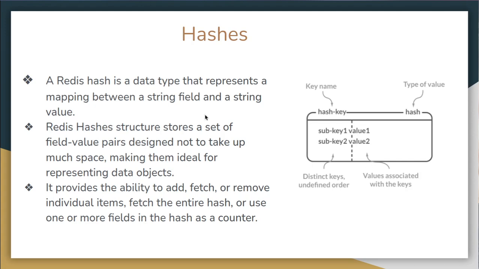If you see the right side, first we give a hash key, which we already discussed should be a unique value. The data type of the value is hash. Inside it there should be distinct, unique keys. It can be in undefined order; you don't need to keep it ordered. Then there are the respective values associated with the keys.